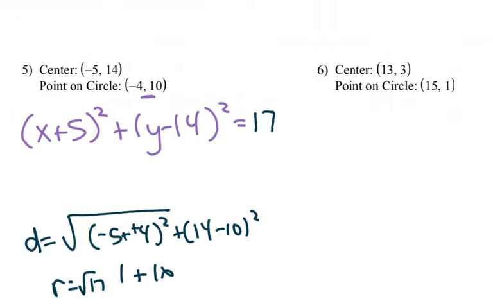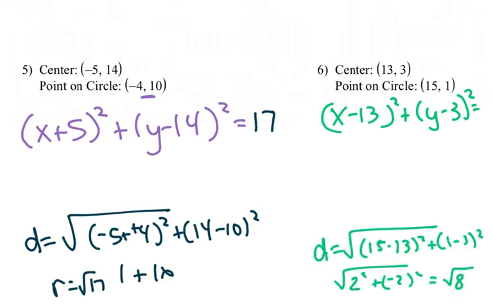Number 6, (x minus 13) quantity squared plus (y minus 3) quantity squared. And again, point on the circle, so you're going to pause this. I want you to find the radius and then finish the equation and make sure you got it right. Okay, when I did the distance formula, I found that the distance between those 2 points is the square root of 8. So my radius squared is 8.